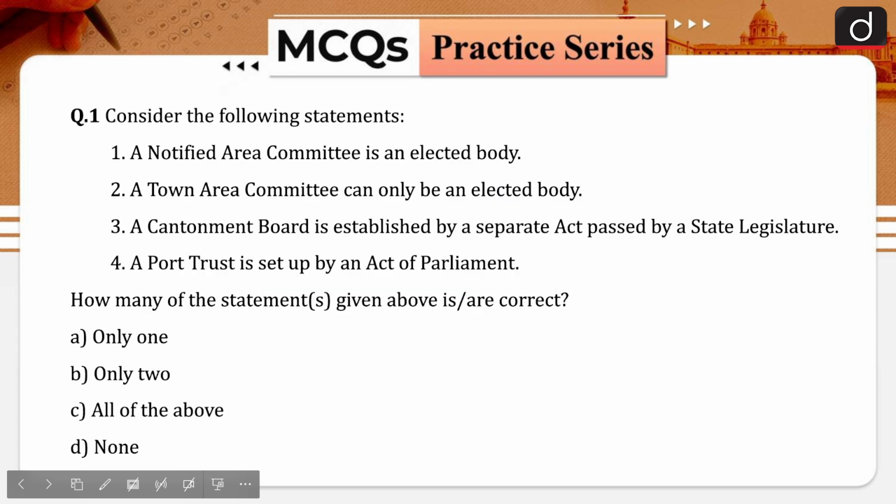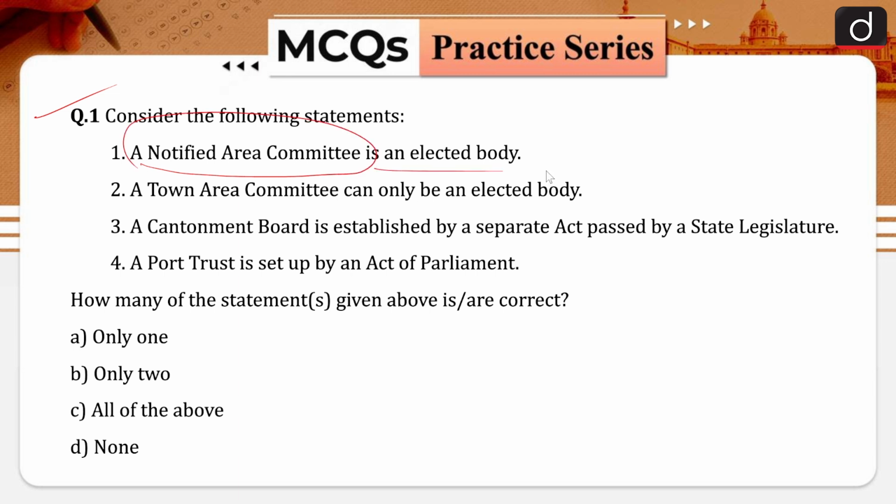So the very first question of our today's discussion is, consider the following statements. Your statement number 1 is, a notified area committee is an elected body. Your statement number 2 is, a town area committee can only be an elected body. So the keyword here is only. Your statement number 3 is, a cantonment board established by a separate act passed by a state legislature. And your statement number 4 is, a port trust is set up by an act of the parliament. How many of the statements given above are correct?